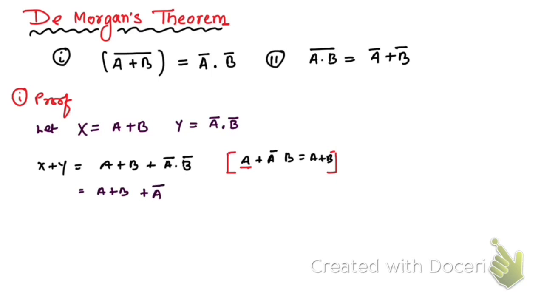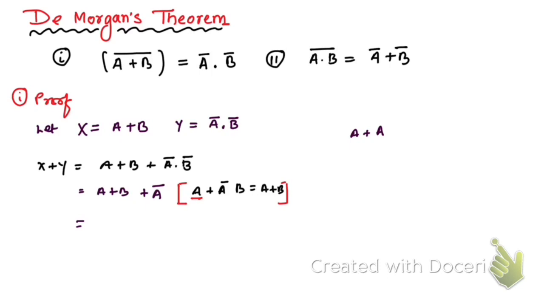So let me write this identity here where I have used this one. Now you see, a plus a bar is nothing but 1, so we can write here a plus a bar, that means a complement plus b. This is going to be 1, so we can write 1 plus b, and 1 plus b is going to be 1, right? Because we have already seen that a plus a bar is equal to 1. Let me write this one here.